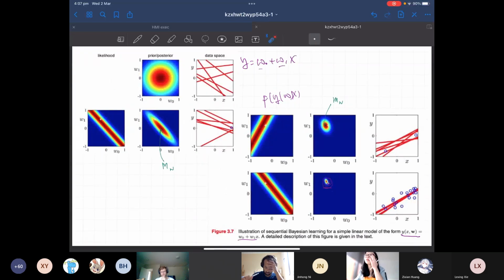Vikram asked, how come mu of A is the mean from the joint, and not about the marginal? Good question. It's actually both.